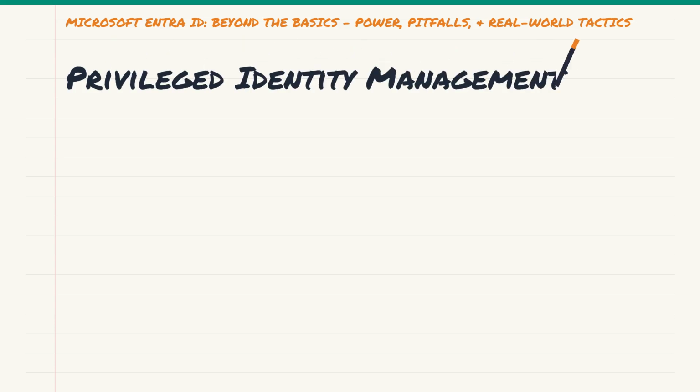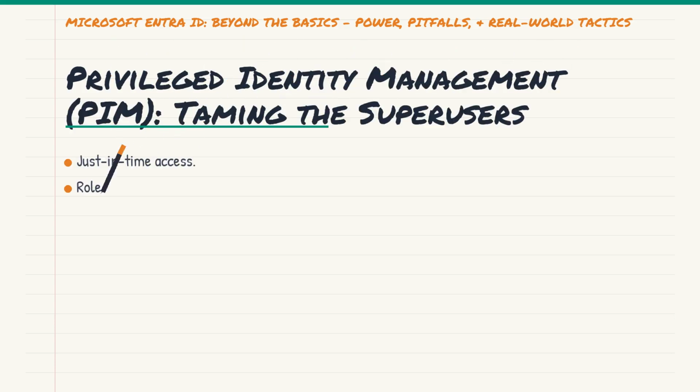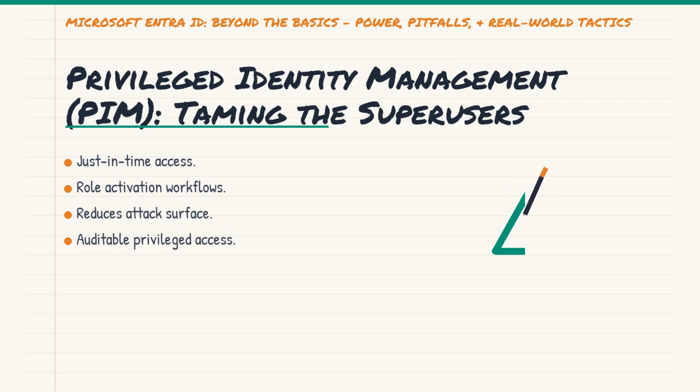Now, who here likes giving out admin keys to everyone? Crickets. That's why Privileged Identity Management, or PIM, is so critical. It's all about just-in-time and just enough access for privileged roles. Instead of permanent admin rights, users activate their privileged access for a limited time when they need it, and often with an approval workflow. Think of it like a secure vault where you check out a master key, use it for a specific task, and then return it, leaving a clear audit trail.